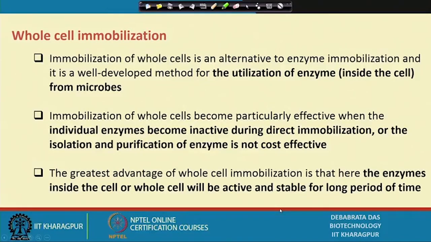Now, what do we mean by whole cell immobilization? Whole cell immobilization is an alternative to enzyme immobilization and is a well developed method for the utilization of enzymes inside the cells of microbes. You know that microbial cells have metabolic pathways. When we immobilize the cell, the substrate goes inside the cell, undergoes the metabolic pathway, gives the respective products, and they are taken out.